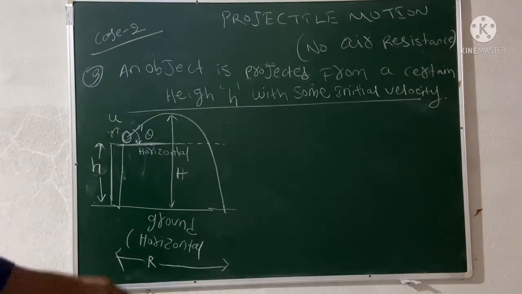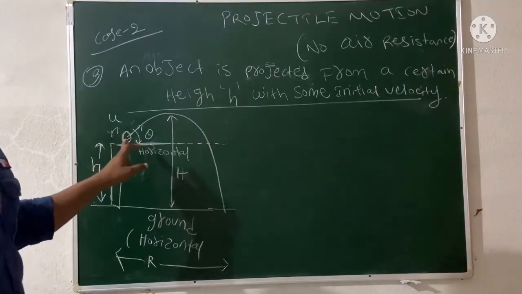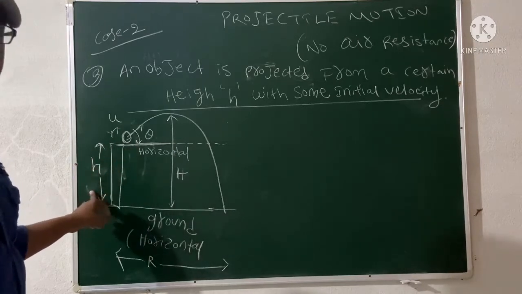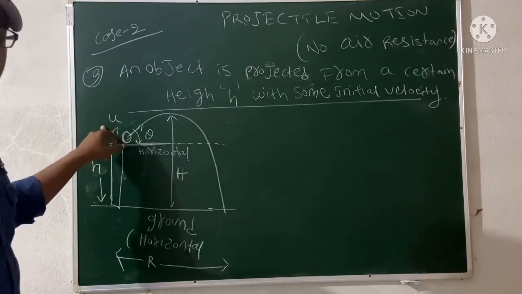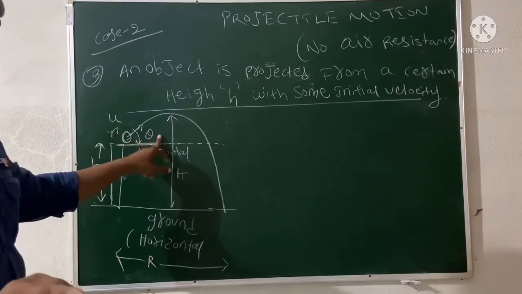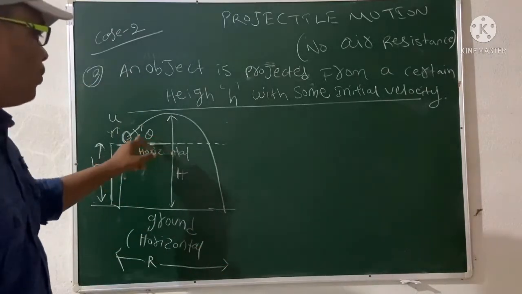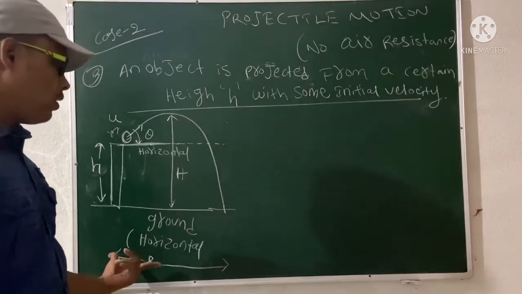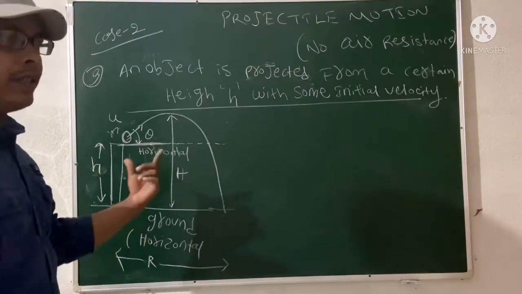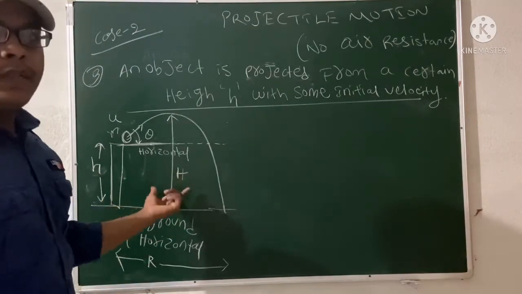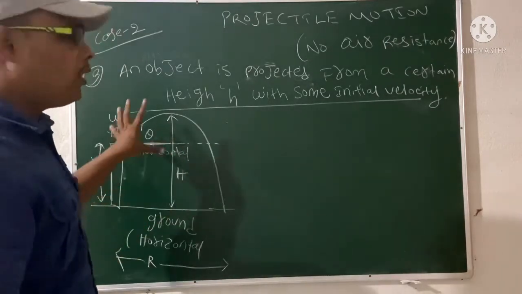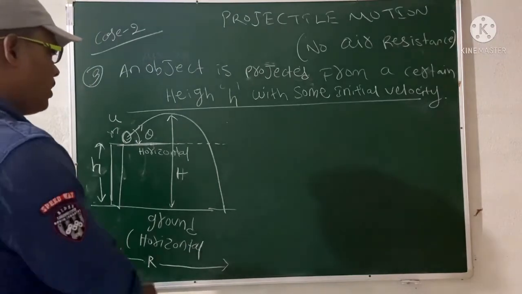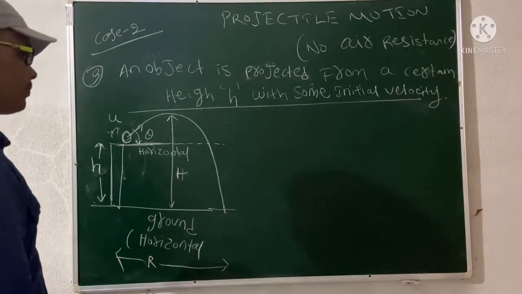I am again repeating. Let us consider an object having some mass small m is fired from a certain height h with some initial velocity u. Let theta be the angle with which the object is fired with the horizontal. Let capital R be the horizontal range travelled by the object. Let capital H be the maximum height obtained by the object. Okay, so this is the theory part. Then we will go to the mathematical part.